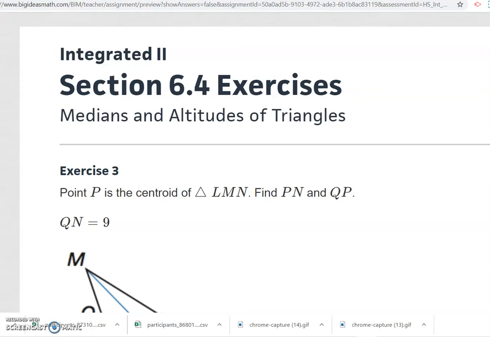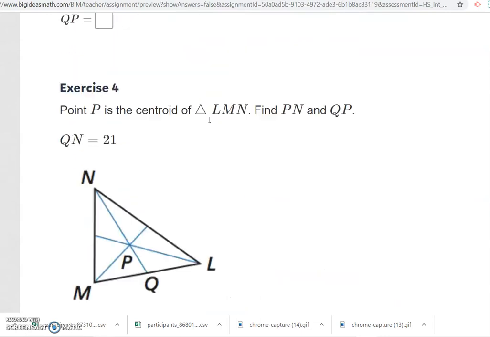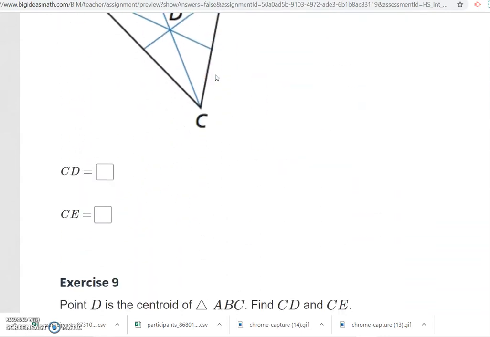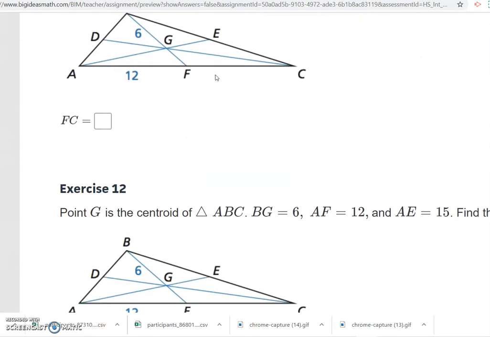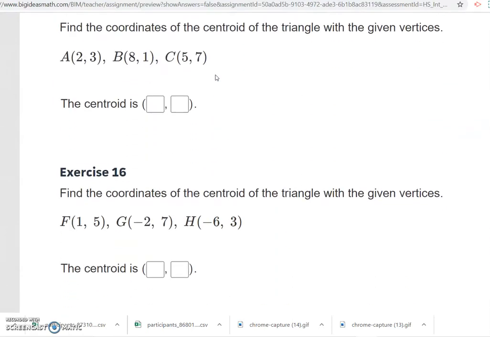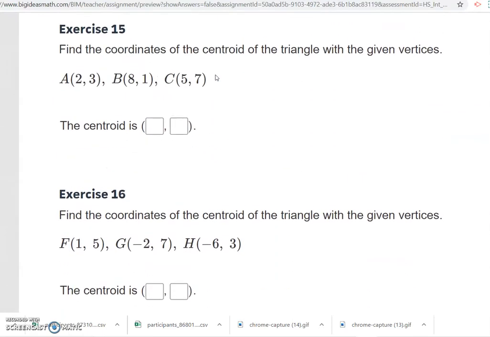All right, students, this video is going to go over Big Ideas 6.4 homework problems. I'm going to jump down to the last problems where they gave you coordinates. This problem's a little bit different. They give you coordinates, so you're going to need to graph it. And if you're going to graph it, you're going to want to do it on actual graph paper because we'll need to be very precise with our coordinates.